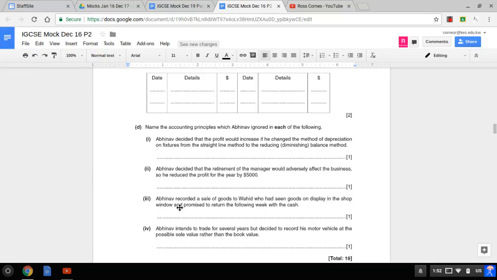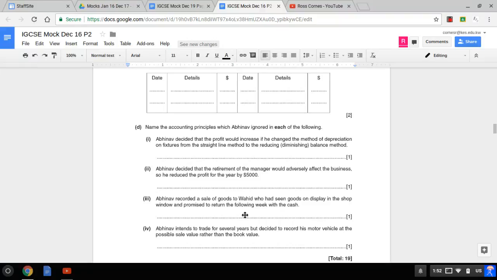Abhinav recorded a sale of goods to Whitehead. He'd seen the goods on display. Right, he's not actually bought the goods there. He's seen them and he's promised to return later. There's been no exchange of the goods, and therefore that would be the realization concept.